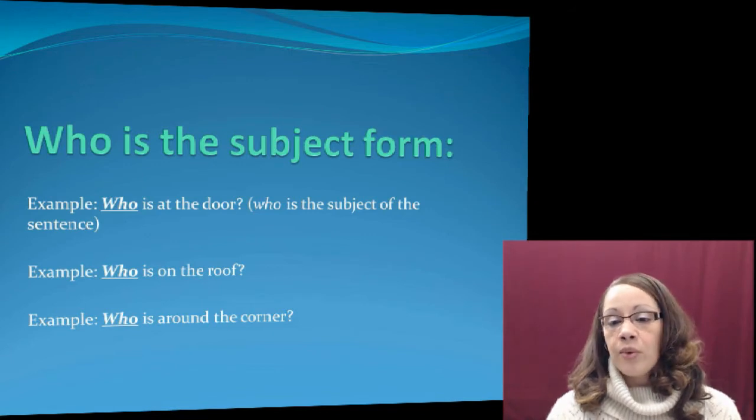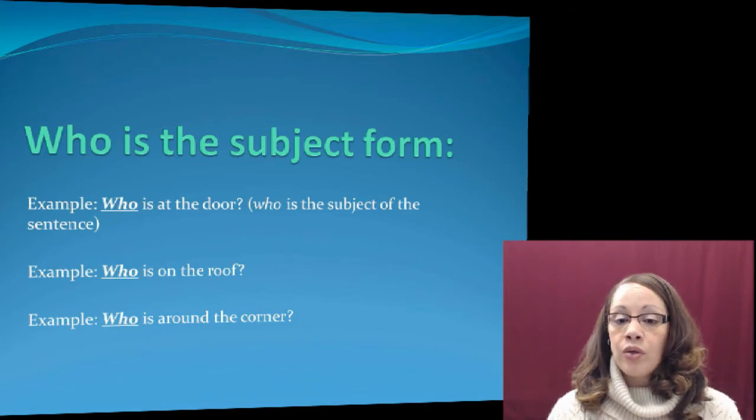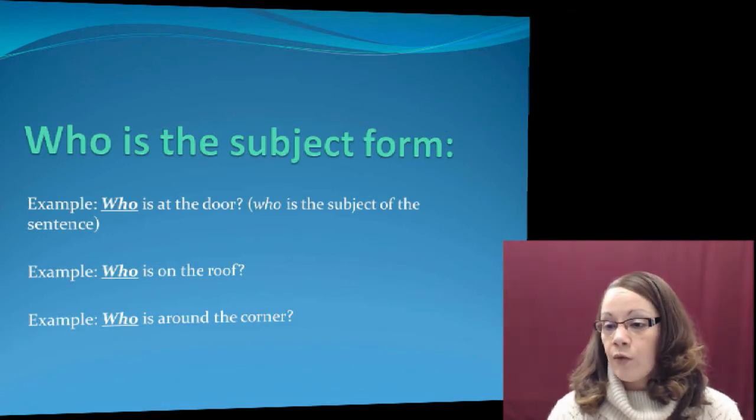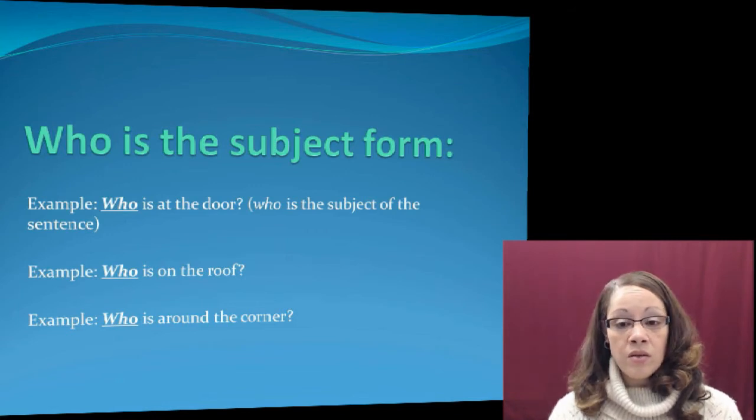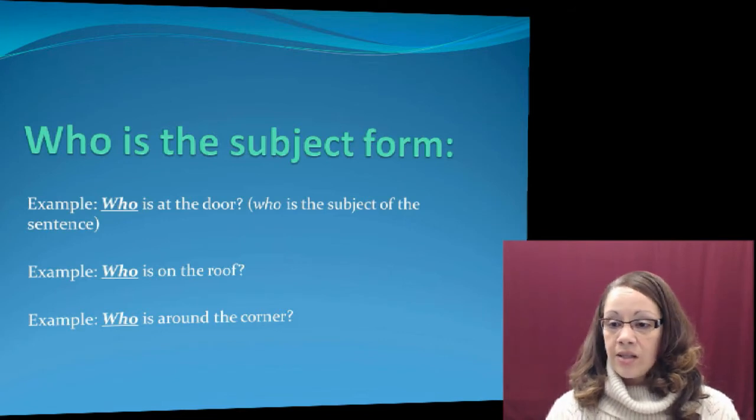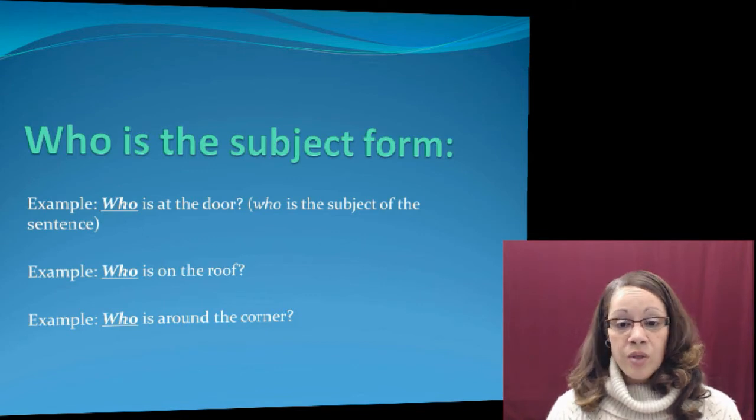I have 3 examples that happen to be questions that we need to go over so that can help you focus on who as the subject form. Let's look at example number 1. Who is at the door? Is is our verb. Who is our subject. So who is the pronoun that takes on the subject form in this case. Our second example, who is on the roof? Is is our verb. Our subject, who or what is it, is who. So who is going to be the subject form. So that's going to be our correct pronoun for this particular question.